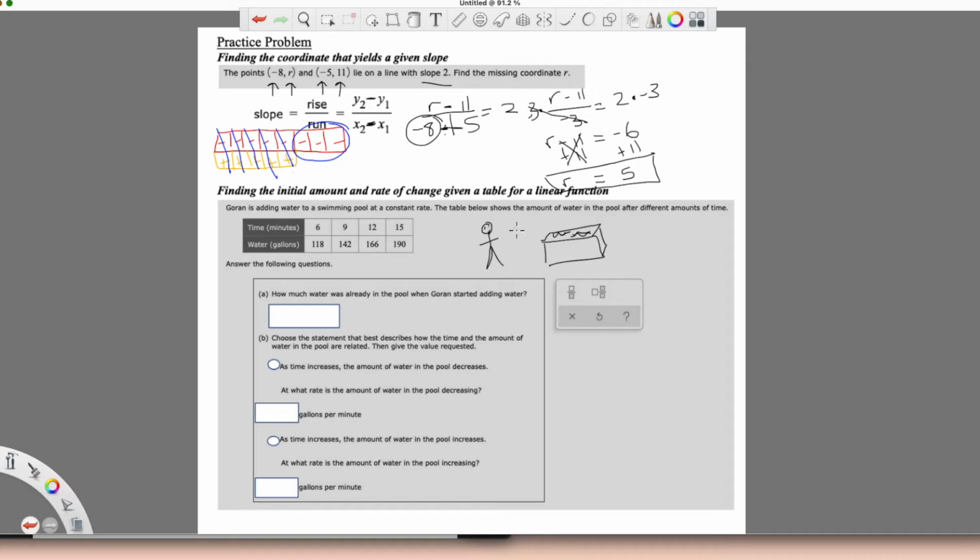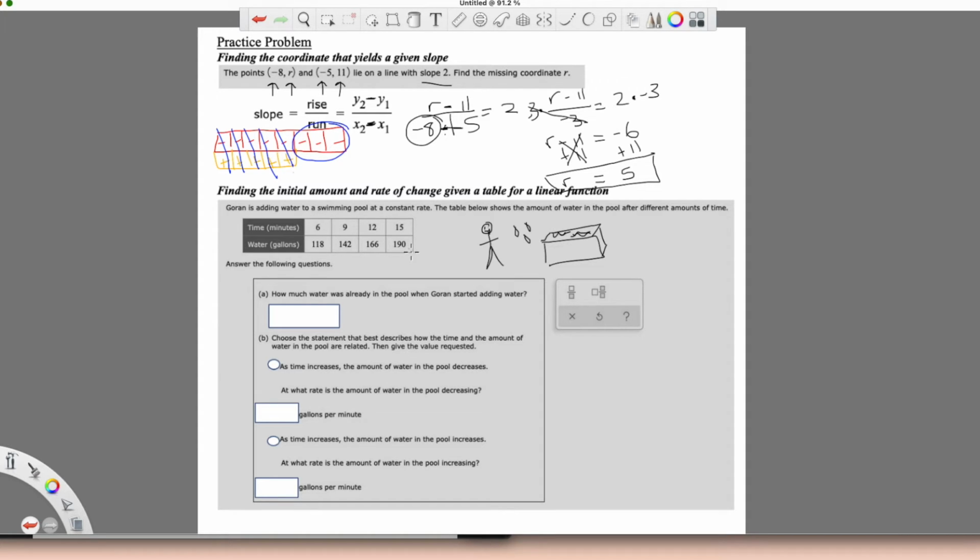So I'll just do water drops to show that he's adding water. I've done that in the past. So here is my silly little visual for this situation. I have a person, he's adding water to a pool. All right, the table below shows the amount of water in the pool after different amounts of time. So after 6 minutes, there's 118 gallons of water. After 9 minutes, there's 142 gallons. After 12, there's 166. After 15, there's 190.